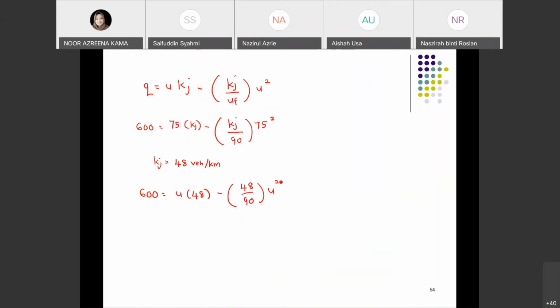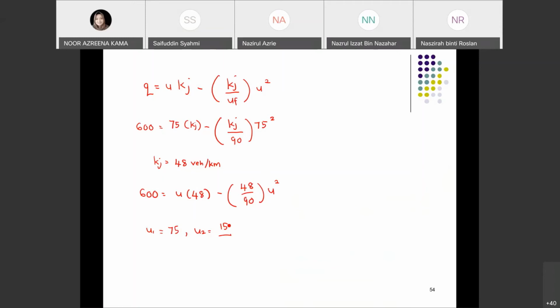Awak pakai calculator, awak boleh terus dapat U1 dapat berapa, U2 dapat berapa. Obviously U1 awak akan dapat 75, tekan je calculator awak dapat U2. Awak pakai quadratic punya formula, pakai calculator, tahu kan? U1 dapat 75, U2 dapat 15. Kan boleh dapat kan?